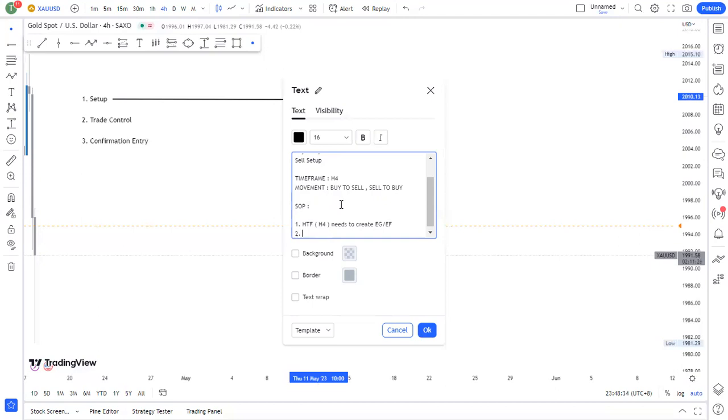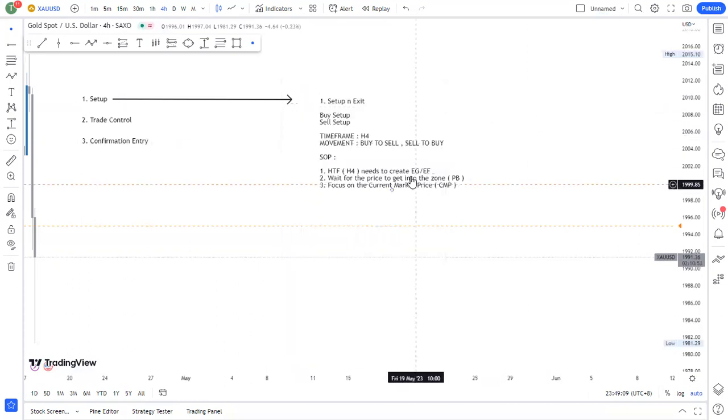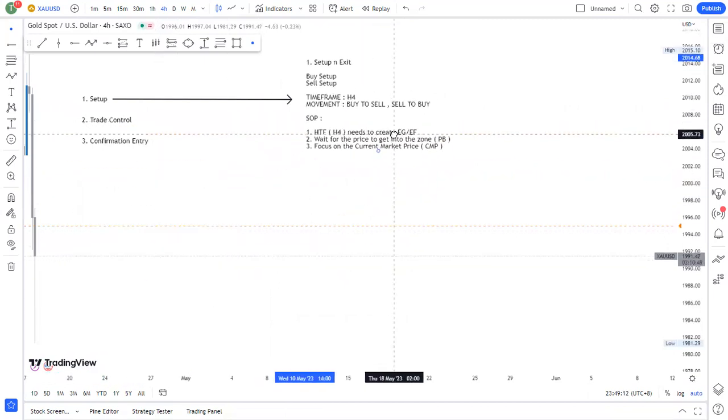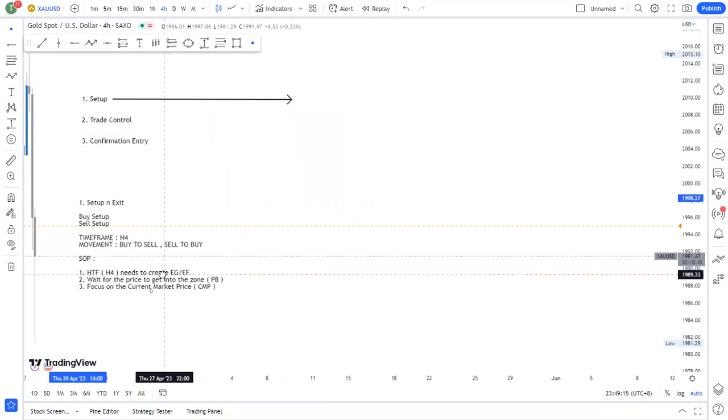Number two, we need to wait for the price to get into the zone, or we can call it pullback. And then number three, we need to focus on the current market price, which we call CMP. This is the first topic, which is setup and exit.